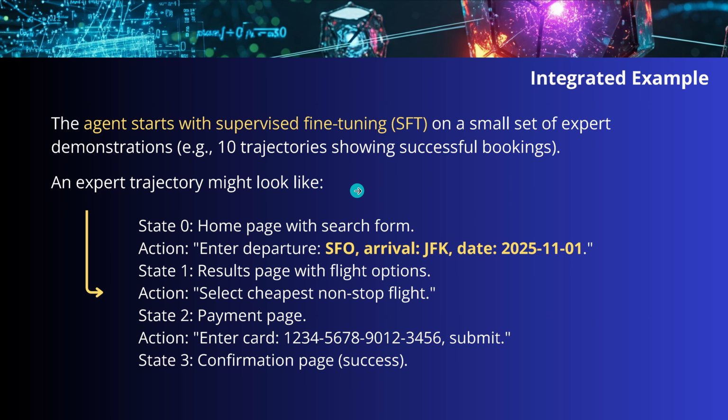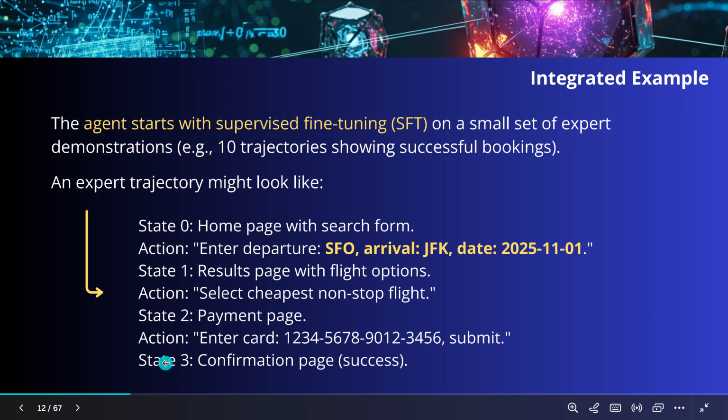They might look like this. State 0, it's the home page with a search form. Then we have an action: enter the departures, San Francisco, arrival JFK, date. Then we have a new state. You see the result page with the flight options. Then we have another action, select the cheapest non-stop flight. Then we have another state, payment page comes up. We have another action, enter your credit card, submit it. And we have another state, confirmation page, success.